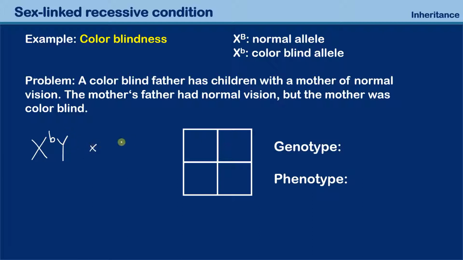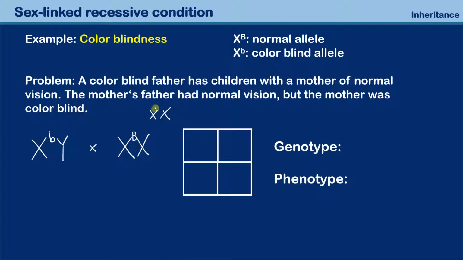And the mother had normal vision. So this means that the mother must have at least one capital B. But we don't know about this one yet, so we need to continue reading. The mother's father had normal vision, but the mother's mother was colorblind. So in this case, we have to look at this woman's parents. Over here, the mother was colorblind.